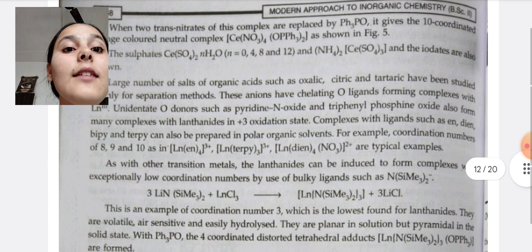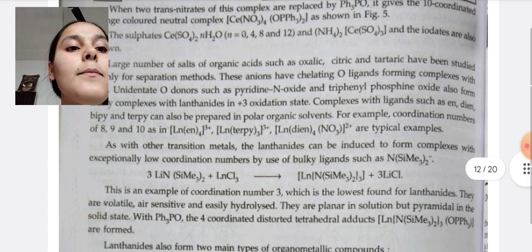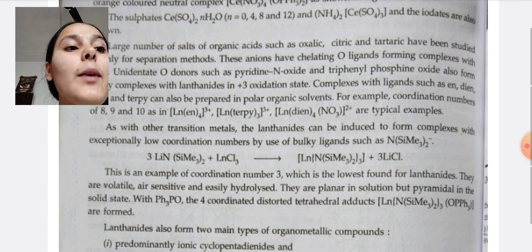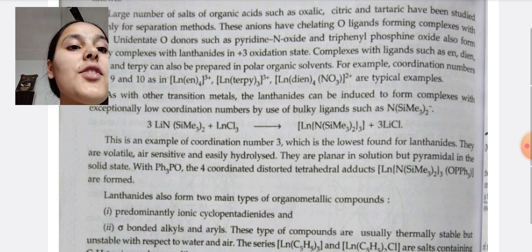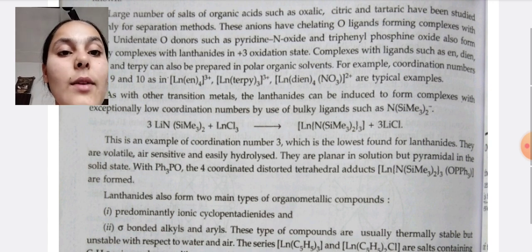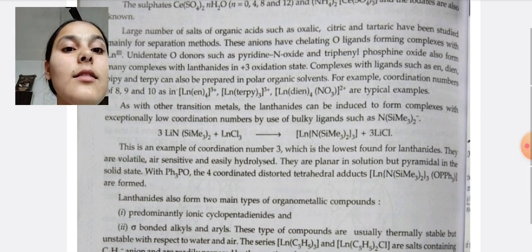As with other transition metals, the lanthanides can be induced to form complexes with exceptionally low coordination numbers by use of bulky ligands such as N(SiMe3)2-. This is an example of coordination number 3, which is the lowest found for lanthanides. They are volatile, air sensitive, and easily hydrolyzed. They are planar in solution but pyramidal in the solid state. With Ph3PO, four-coordinated distorted tetrahedral adducts are formed.